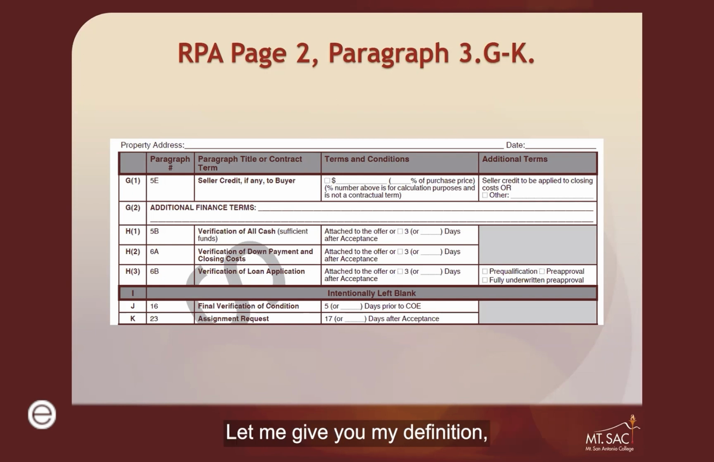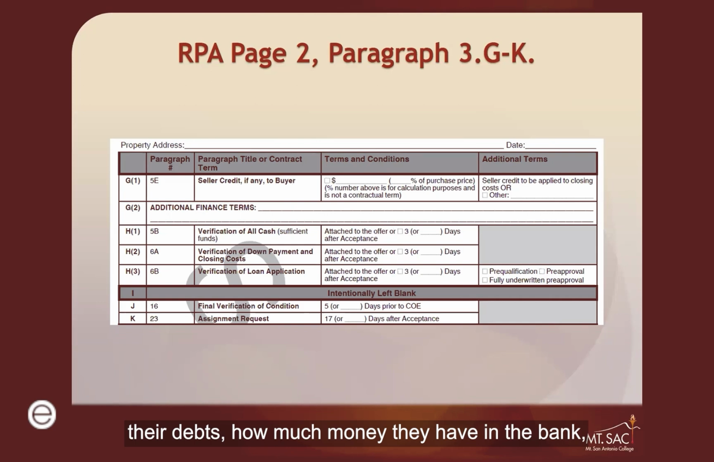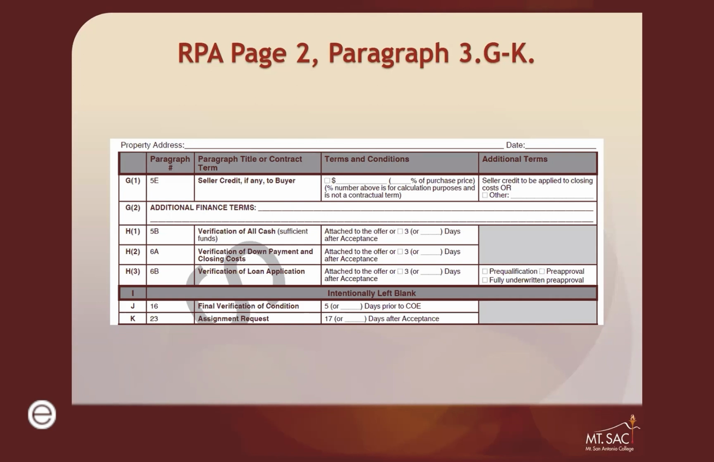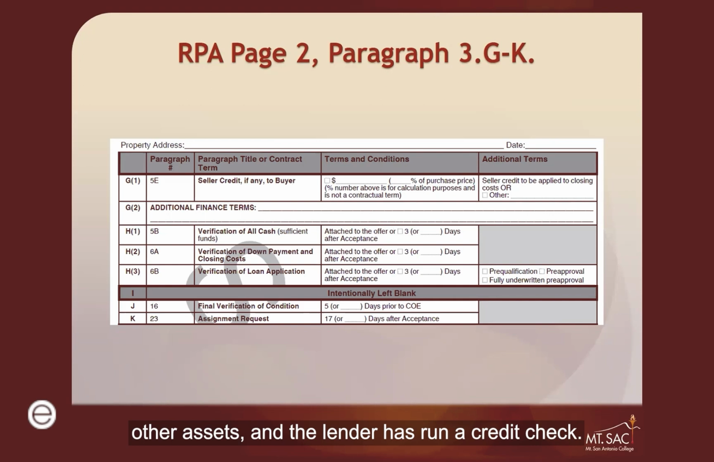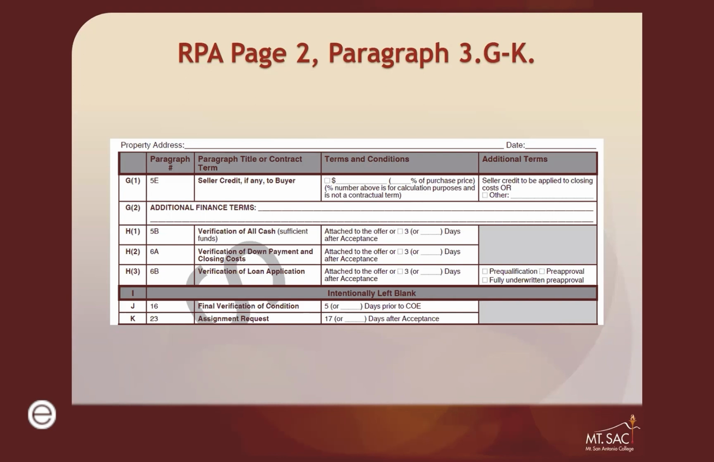Let me give you my definition, which coincidentally is CAR's definition, right? Pre-qualification. The buyer has met with a lender, maybe over the phone. The buyer has given a verbal on their income, their debts, how much money they have in the bank, other assets, and the lender has run a credit check. And based on that, they are qualified to get the loan. Now, we don't know if the buyer's been truthful or not, but based on their representations, that's pre-qualification.